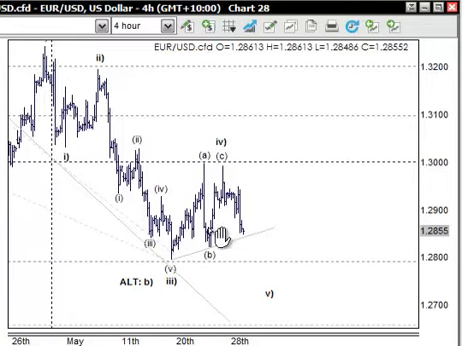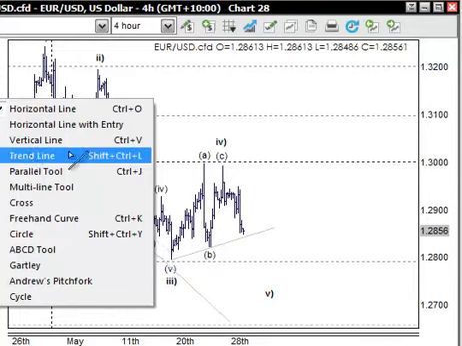So we can have the A, the B and the C from here, and wave 4 is done and dusted. And then we go down for 1, back for 2, 3, 4 and 5, bounce off here, A, B, C, back up and then down again. So that's all possible.